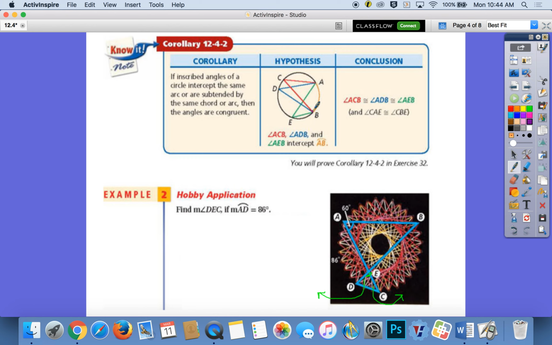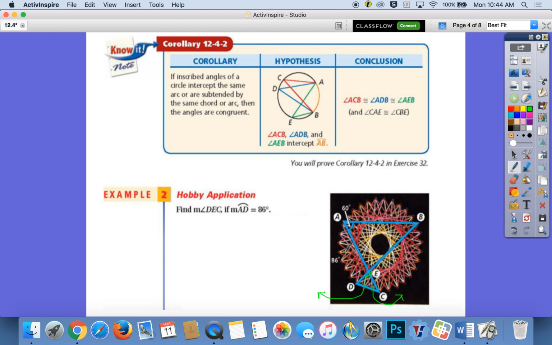All right, let's look at this one here. We just have to do a little bit of digging. I want to find the measure of angle DEC, which is what we're looking for right here. We're given that the measure of arc AD is 86, so this arc right here is 86 degrees.